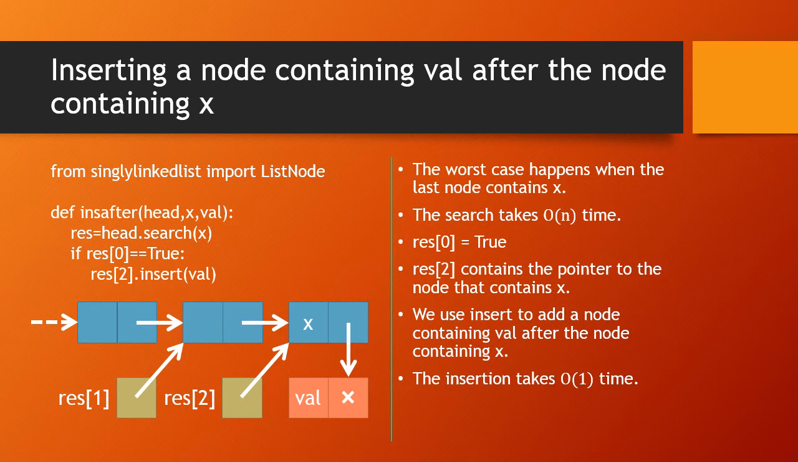Since the search function and the if are appearing consecutively, one after the other or sequentially, whenever you have lines which are in a sequence, you add their O notations. The search takes O(n) time, the insertion takes O(1) time, the whole if takes O(1) time. O(n) plus O(1) will give you O(n). So the worst case takes O(n) time.